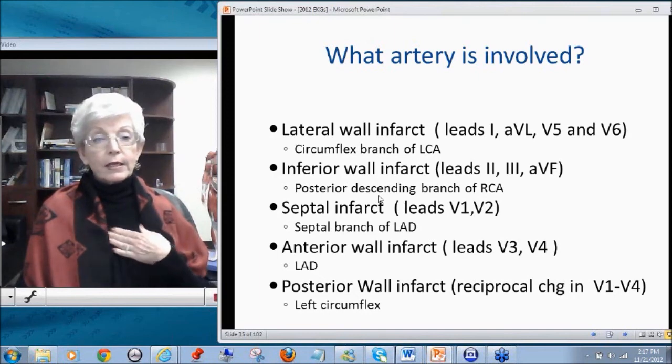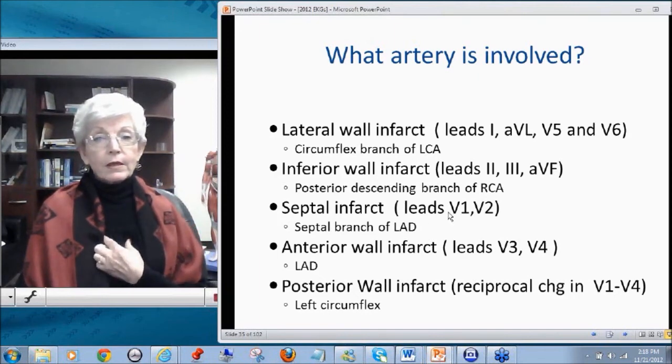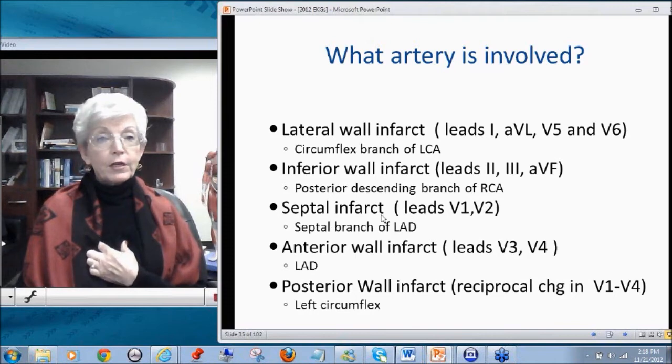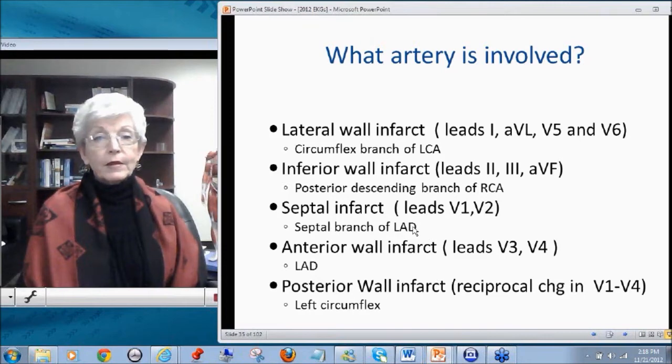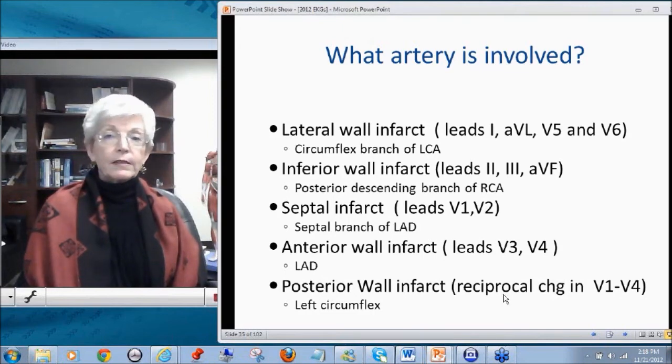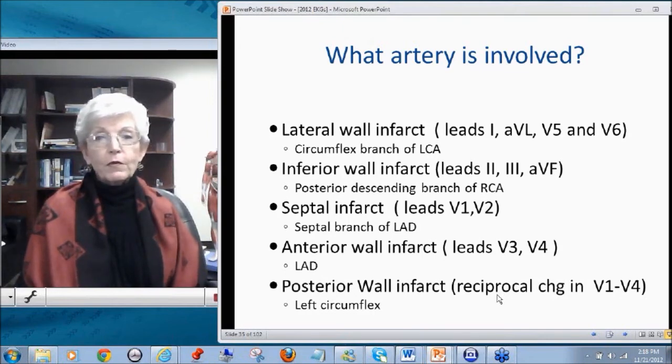Right here, V1 and 2 is the septal, ventricular septum, and that is the septal branch of the left anterior descending. A bit more lateral, leads V3 and 4, left anterior descending. And if I had a posterior wall infarct from my left circumflex going around in my left atrioventricular groove and down posteriorly behind the left ventricle, I would see reciprocal changes in V1 through 4.